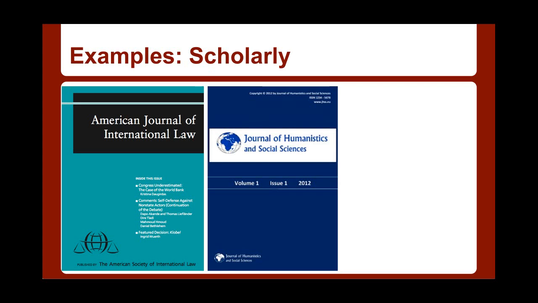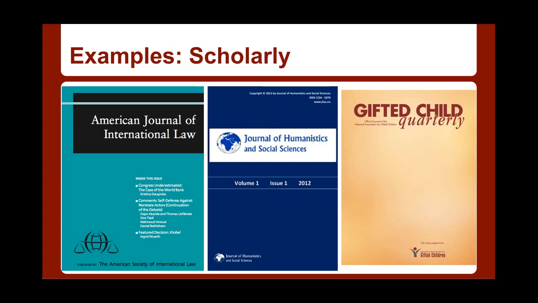This slide shows some examples of covers of scholarly journals. They are usually plain and just give basic information like the title, the publisher, and the volume number. The journals are not designed to draw attention because scholars usually decide to read an article based on the content, not the way it is presented.